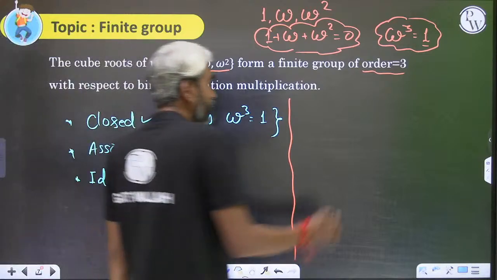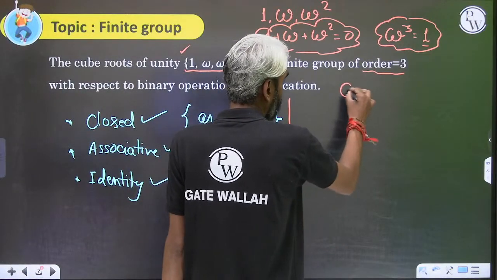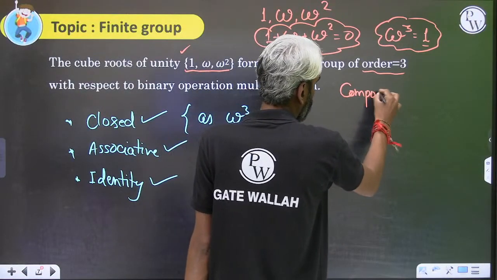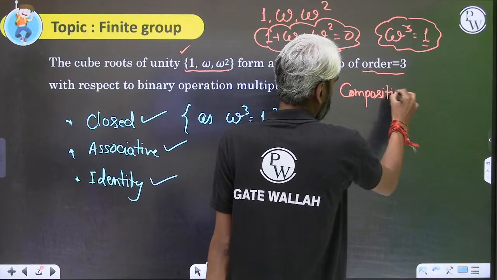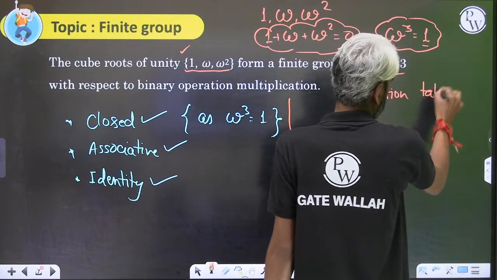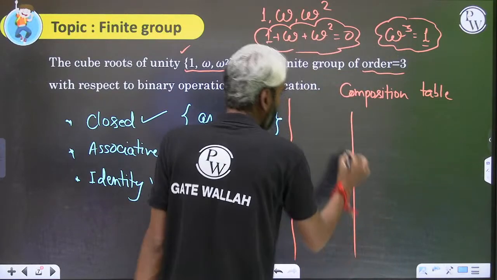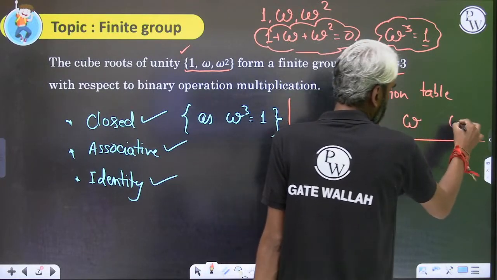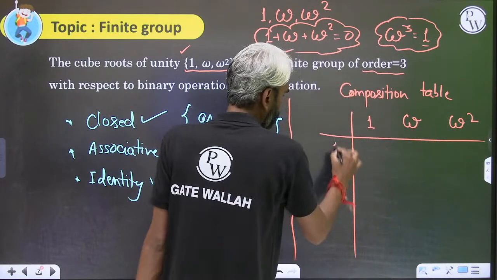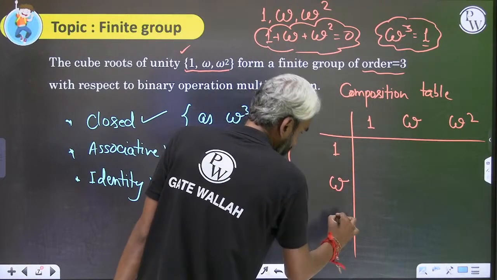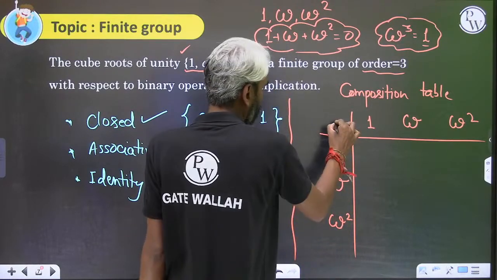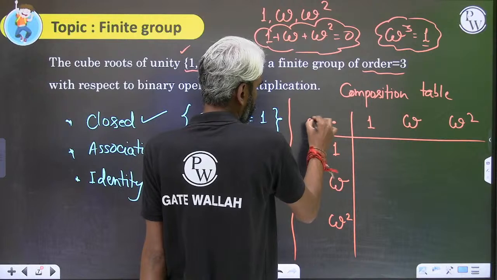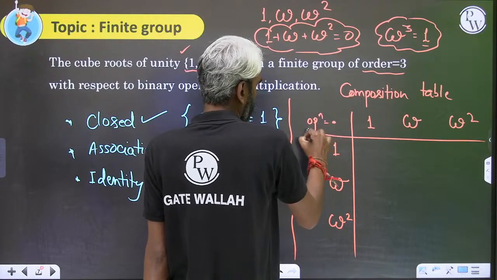In order to understand the concept of inverse, we'll create one table called a composition table. What are the elements? Sir, the elements of the set are 1, omega and omega square. This is your operation. What is this? Multiplication.